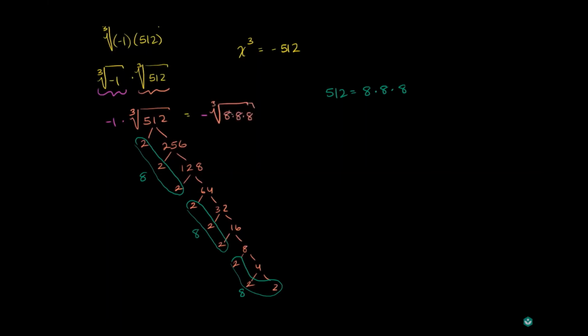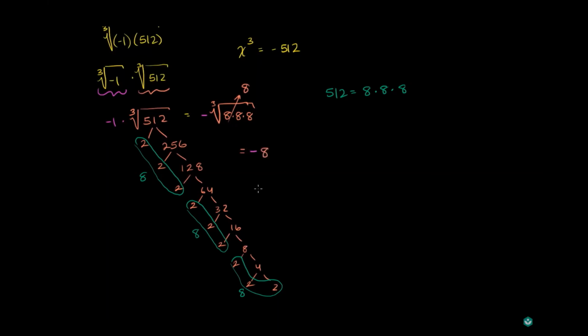So we're asking our question, what number can we multiply by itself 3 times, or take to the third power, to get 512, which is the same thing as 8 times 8 times 8? Well, clearly this is 8. So this part right over here is just going to simplify to 8. And so our answer to this, the cube root of negative 512, is negative 8. And we are done.